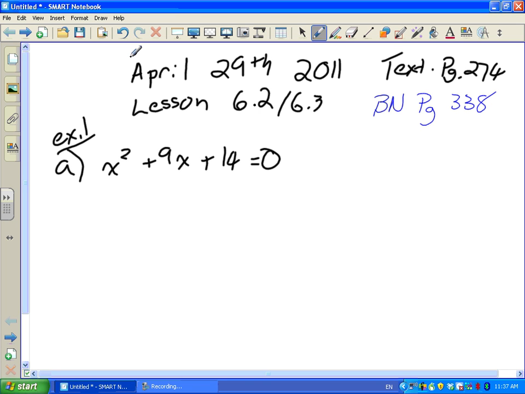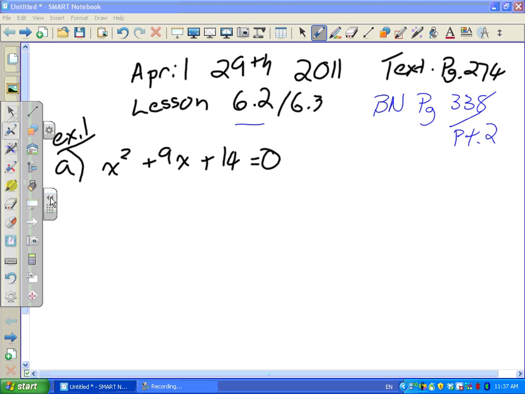You guys are on text page 274, blue notebook page 338, technically part 2, because of that mess where the numbers are different. So it should say lesson 6.2 at the top of the page, okay guys? What we're going to do today is in your textbook, we're supposed to go through 6.2, but we're going to combine it with 6.3. I feel that you guys can pick this all up in one lesson. That way we can get to the harder stuff and spend more time on it.